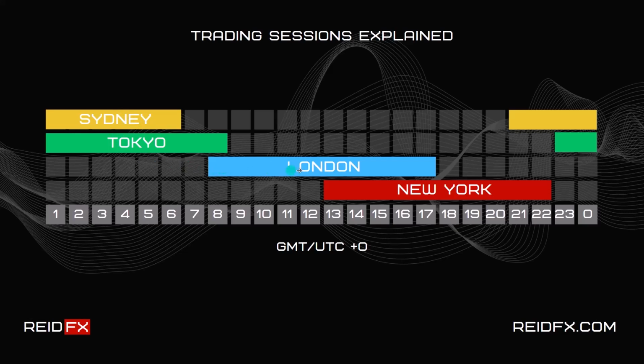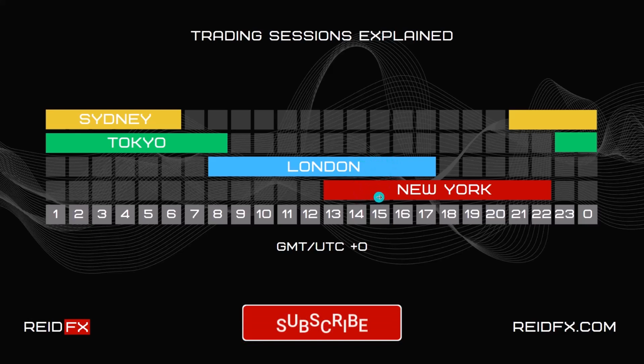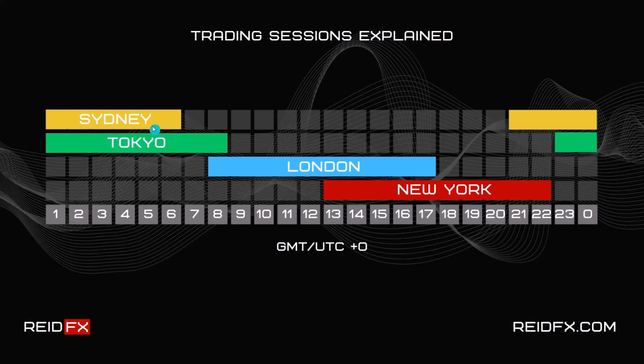Now, the most volume happens during this period here, between 1 and 5 in the UK, when London and New York overlap. So the most volume is actually the London session, followed by the New York session. And the overlap period when both of these markets are open, this 5-hour period, is when the most money is pouring into the Forex market. So this is the best time to trade. It has the lowest spreads and it's very stable. The overnight session, or for me at least it's overnight, depending on where you live, this might be daytime, does not have as much money in the market.